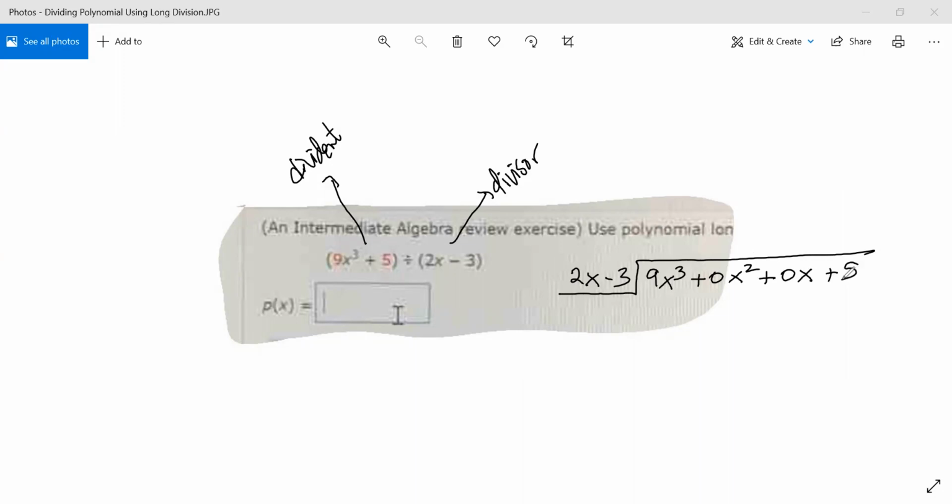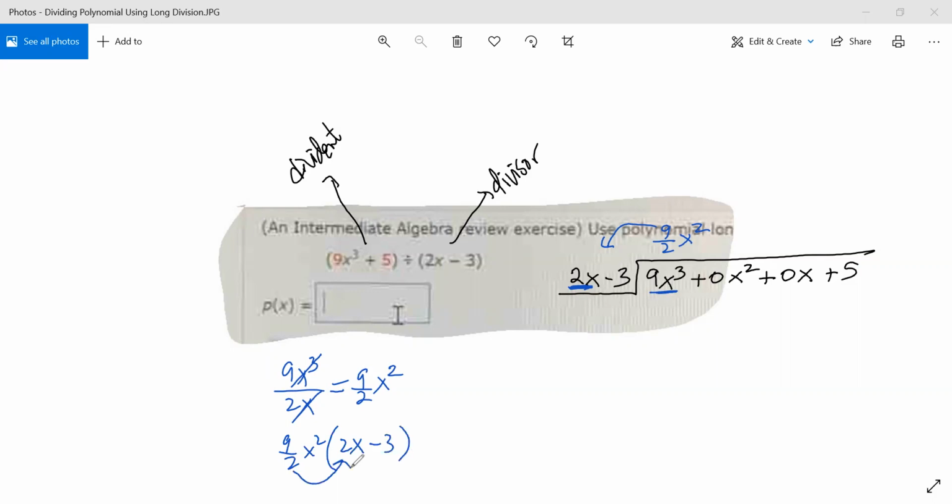Now, I'm just going to divide the first term of the dividend by the first term of the divisor. So we can do that here. I have 9x cubed divided by 2x. X cubed, x cancels out, so I have 9 over 2 x squared. And that goes here, and then I multiply by the divisor. So 9 over 2 x squared multiplied by 2x minus 3.